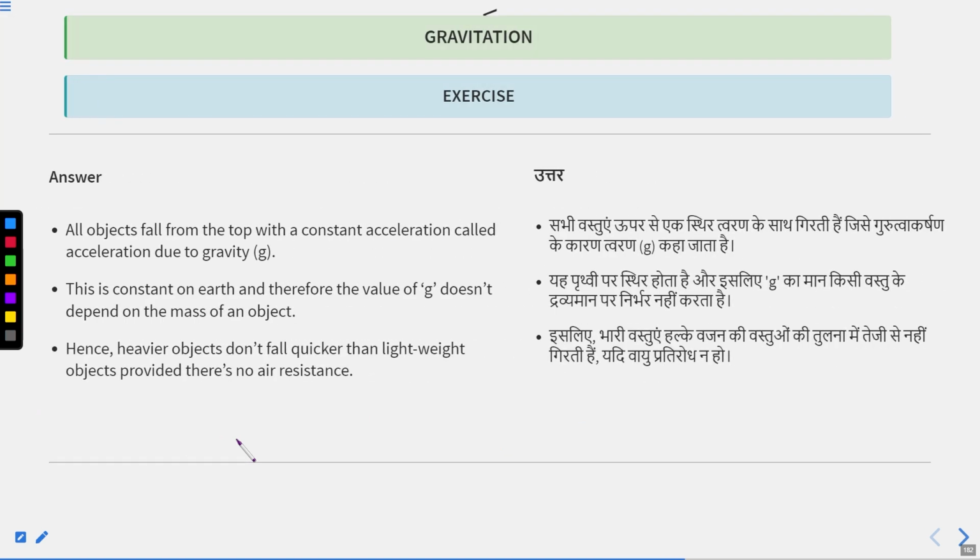All objects fall from the top with a constant acceleration called acceleration due to gravity, denoted by small g. This is constant on Earth, and therefore the value of g does not depend on the mass of an object. Hence, a heavier object does not fall quicker than a lighter object, provided there is no air resistance, no drag, no air blowing. So both objects will reach the ground at the same time.